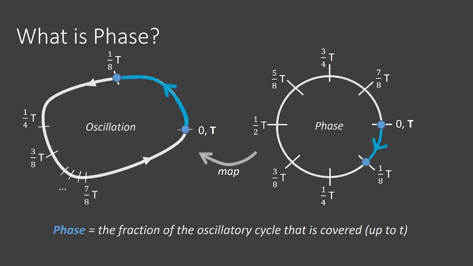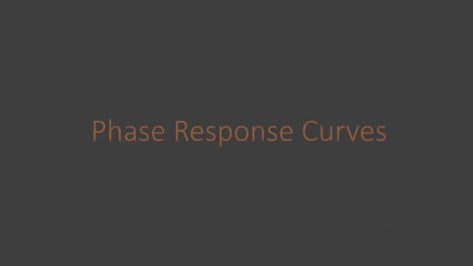As every point on the limit cycle corresponds to a phase, we have a mapping between the phase and the position on the limit cycle. Because of that, we can describe the position of our system in terms of a phase, rather than in terms of time. Now, how can we describe the effect of the pulse in terms of phase? This is where we come to the topic of phase response curves.